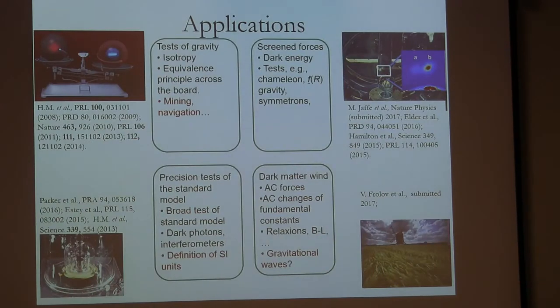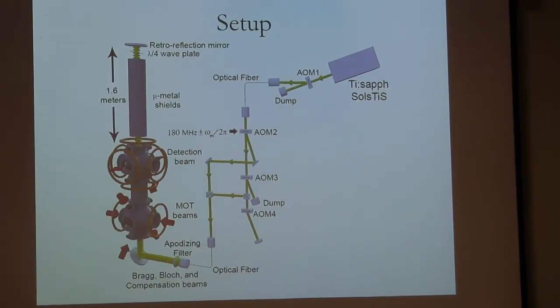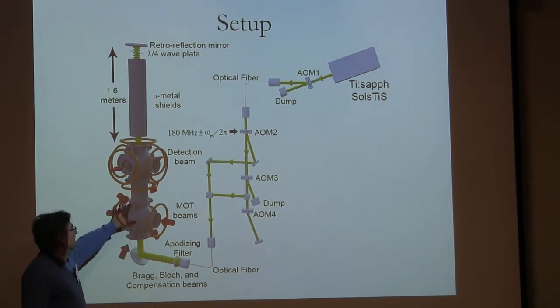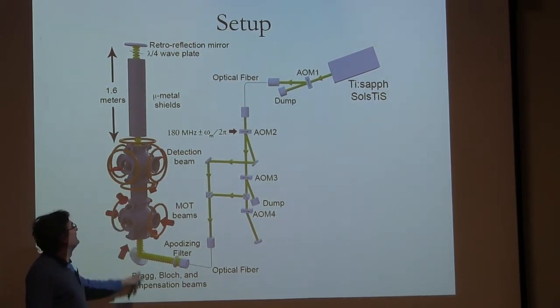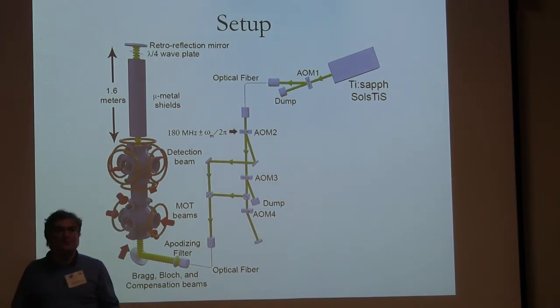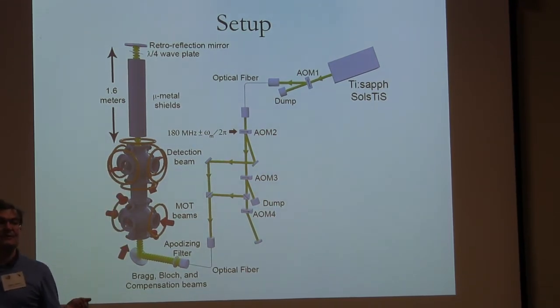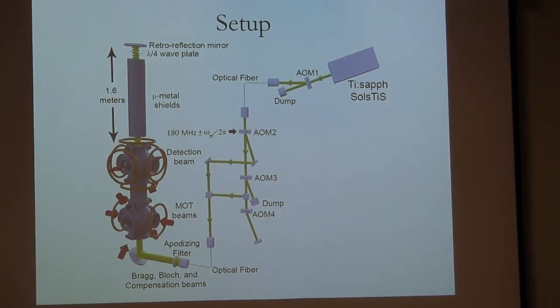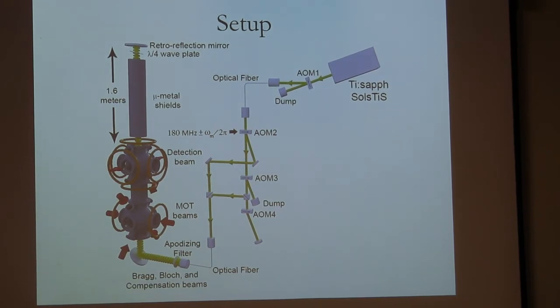Let's skip a couple of bragging slides. Here's the setup, right? So generating a sample of cold atoms here. The atoms move up in this magnetically shielded tube. All this has to happen in free fall and is therefore limited to times below about 1-point-something seconds. If you want it longer, then you need to build it taller.